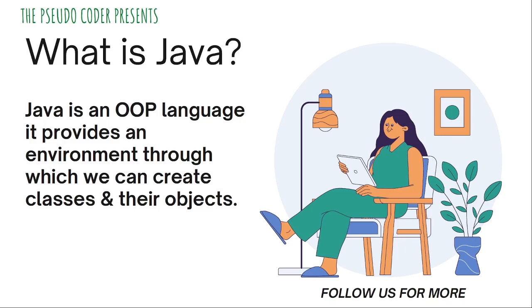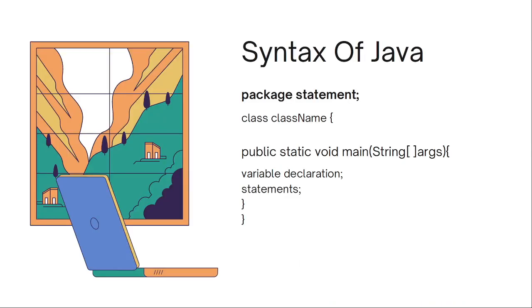Java is an object-oriented programming language, and it provides an environment through which we can create classes and objects. To provide this environment, Java uses the concepts of JVM, JRE, and JDK. We will discuss them in detail in the further videos. And next we are going to discuss the syntax of Java.